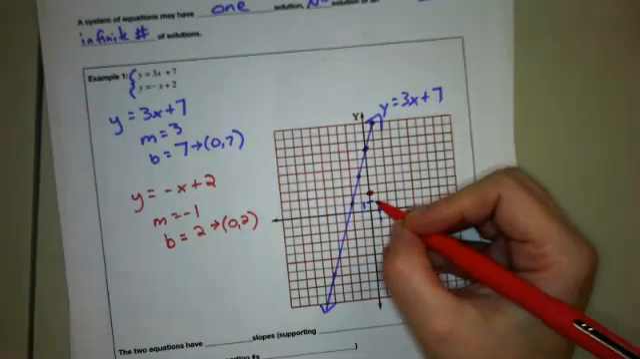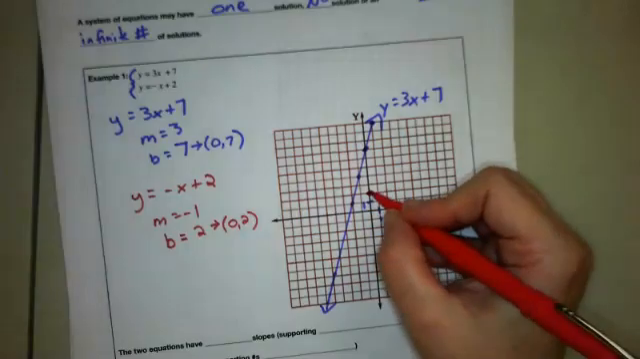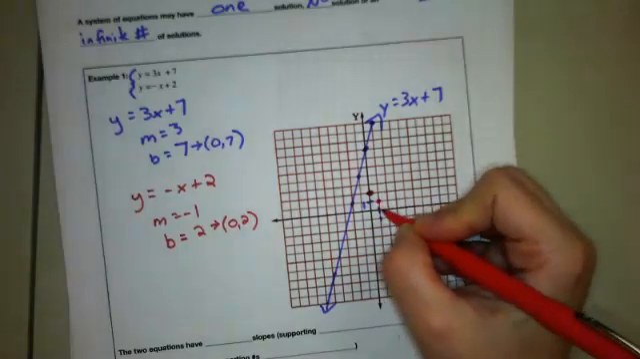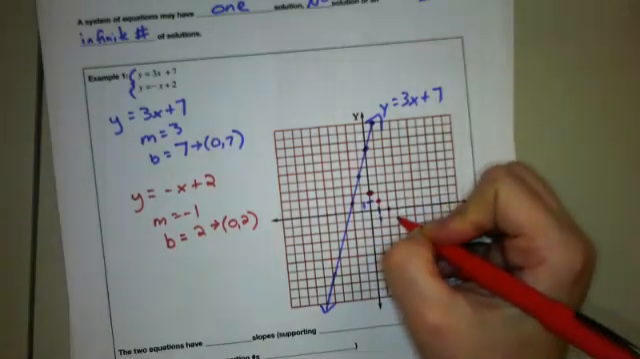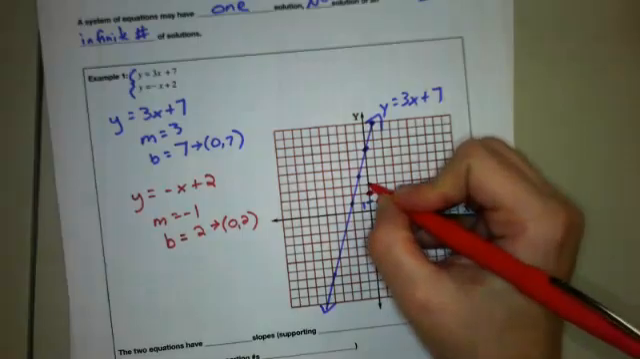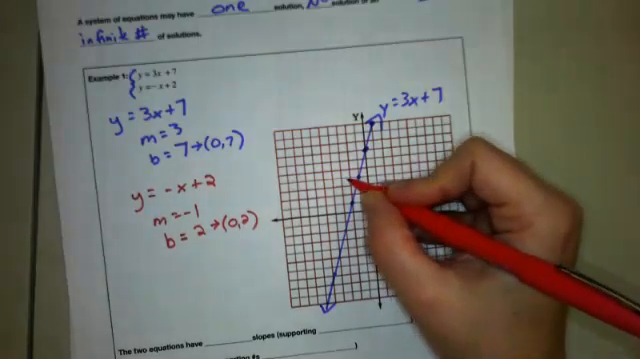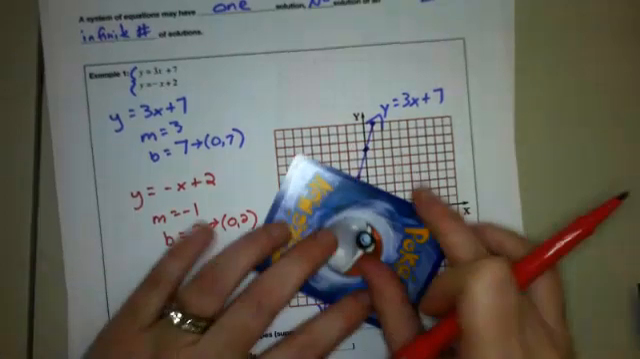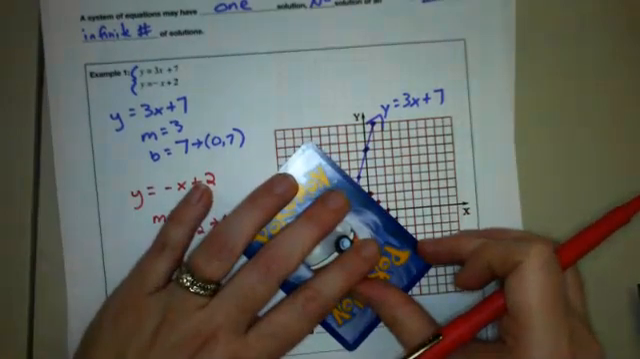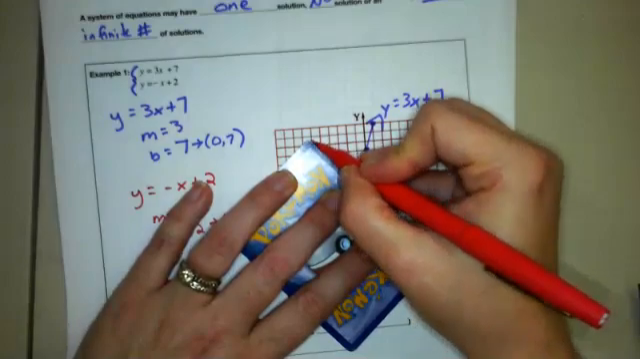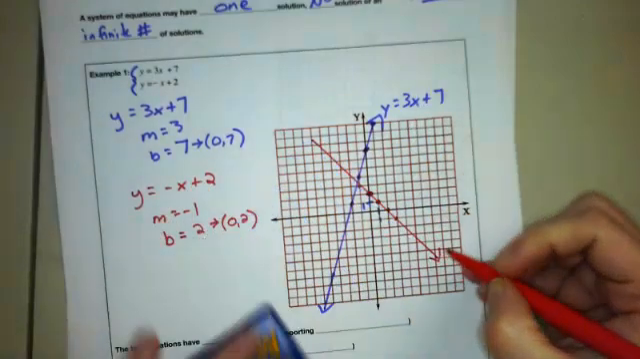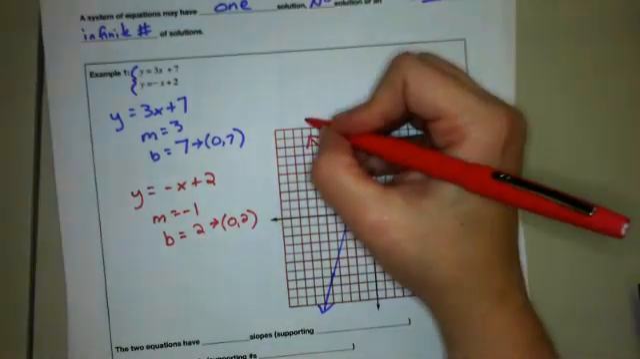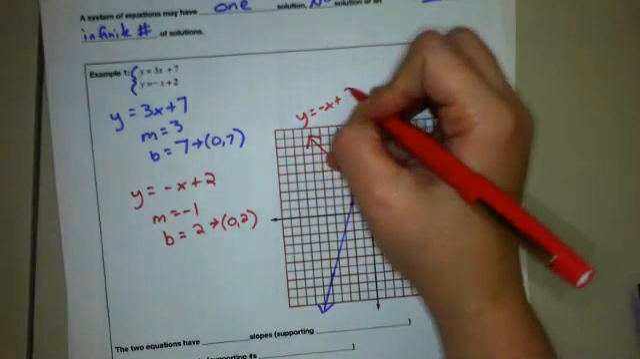Then I have a slope of negative 1. So I'm going to go down 1 to the right 1, down 1 to the right 1, down 1 to the right 1, or I can go up to the left. You can see that there. That's a little off, but that's okay. There we've got y equals negative x plus 2.